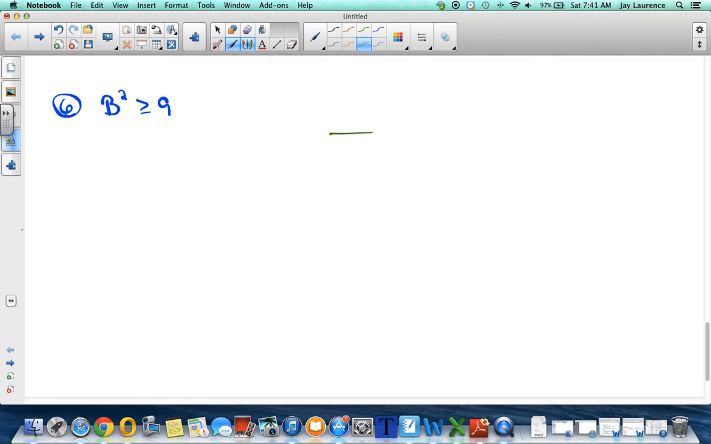What numbers on a number line are going to make this true? Let's check some numbers out. Is 0 going to make it true? No, 0 is not greater than 9. 2, no, 2 squared is 4. That's not greater than 9. But 3 makes it true, right? Yeah, 3 squared is greater than or equal to 9. How about 4 squared? Yeah, it's greater than or equal to 9. Sure it is, and so on.